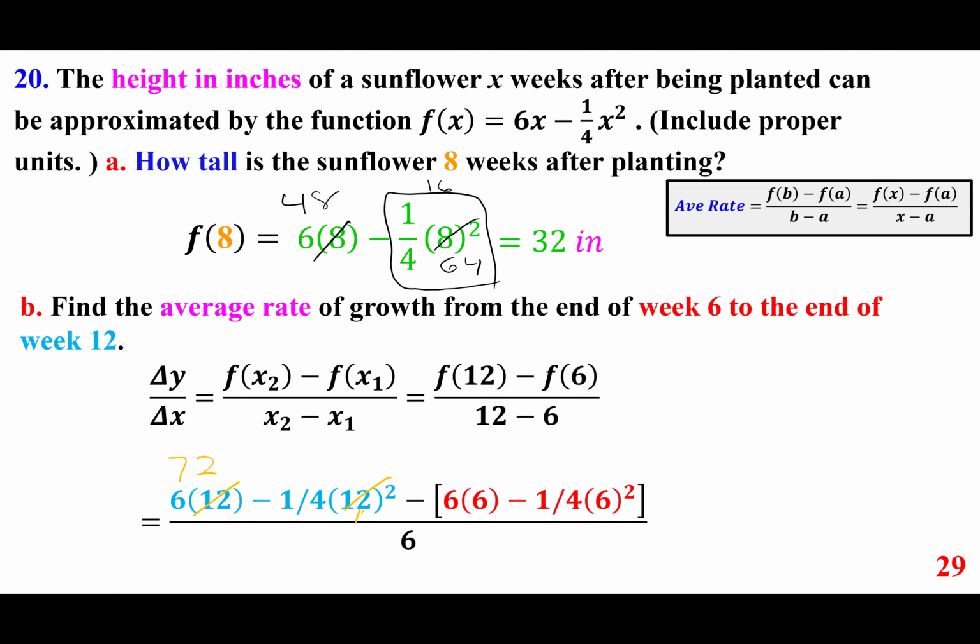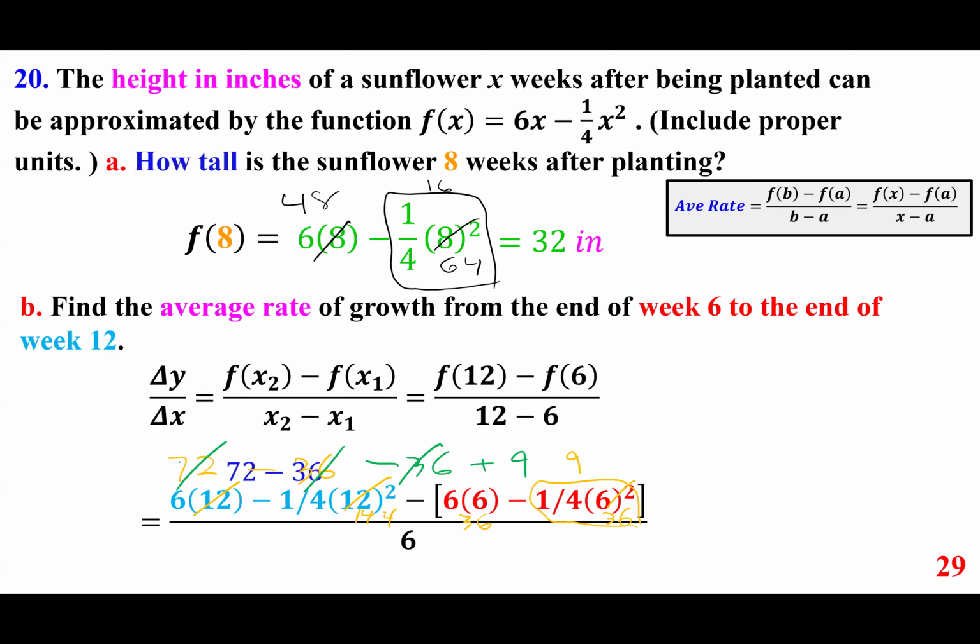72, 12 squared is 144. This is 36. 1/4 of it is 9. So it is actually easier if you do this. Minus 36 plus 9, this one, this one, this one, add up to 0. So you have 9 over 6.